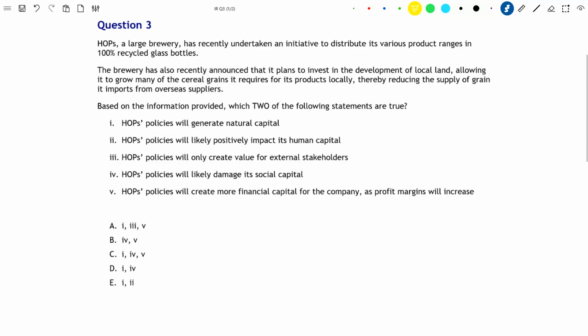So I have a bit of a scenario-based question here based around a brewery company called Hops. And we're told that Hops has recently undertaken an initiative to distribute its various product ranges in 100% recycled glass bottles. Okay, so clearly an environmentally focused initiative here. The brewery has also recently announced that it plans to invest in the development of local land, allowing it to grow many of the cereal grains that it requires for its products locally, thereby reducing the supply of grain it imports from overseas suppliers. And based on all of this information, there are 2 true statements from the list of 5 answer statements below that we have to pick out.